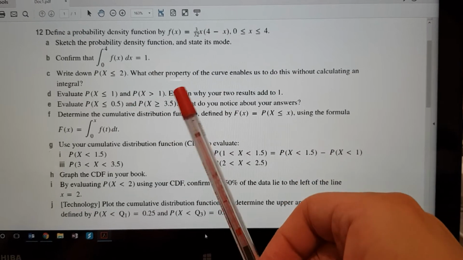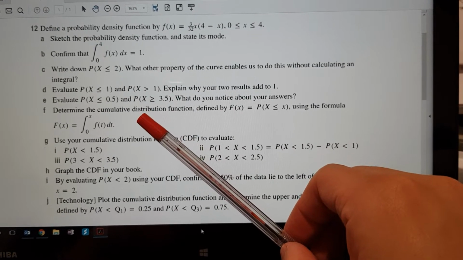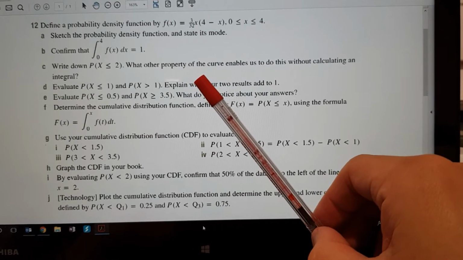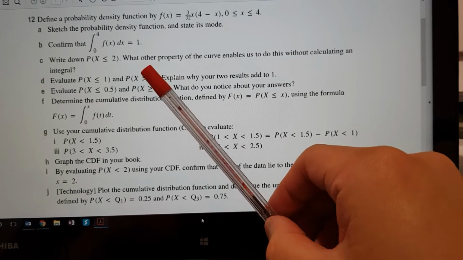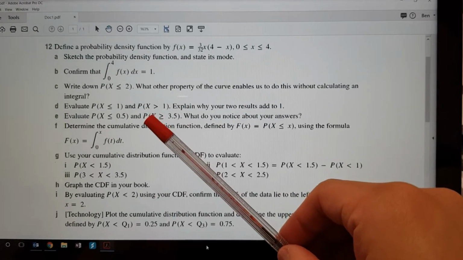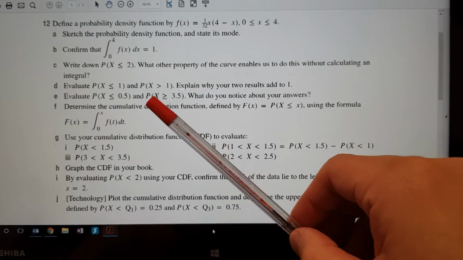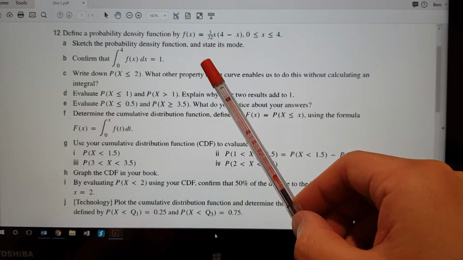Part C, okay, calculate the probability of x less than or equal to, or just less than 2. And what are the properties of the curve? It makes us do exactly the same job without actually having to do the CDF or the calculus of it. Well, let's have a look. It's going to depend on the answer from part A, because you have to have the sketch first.